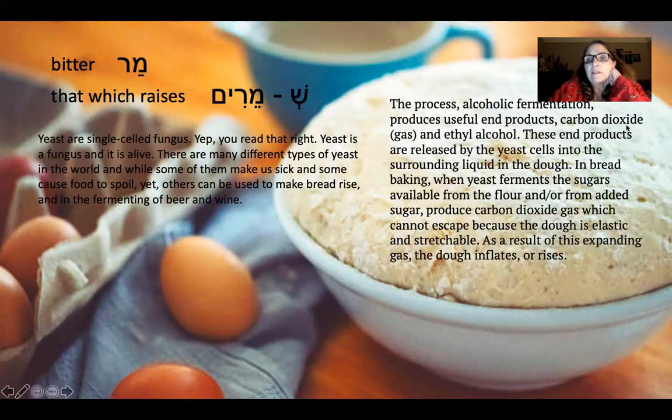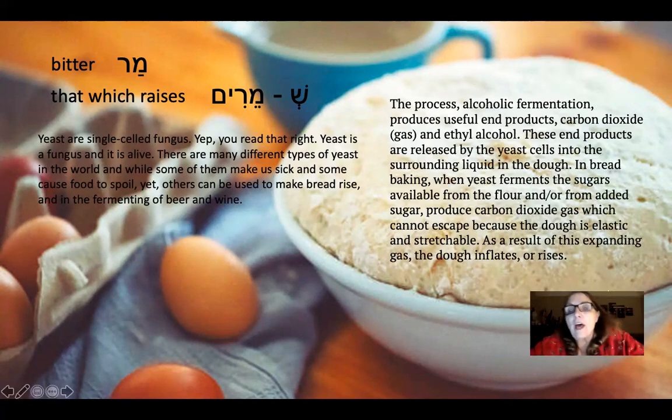The process called alcoholic fermentation produces useful end products, carbon dioxide gas, and ethanol alcohol. These end products are released by the yeast cells into the surrounding liquid in the dough. In bread baking, when yeast ferments, the sugars available from the flour and or from added sugar produce carbon dioxide gas, which cannot escape because the dough is elastic and stretchable. As a result of this expanding gas, the dough inflates or rises. So that's just a technical process of what's happening, which I thought was interesting.